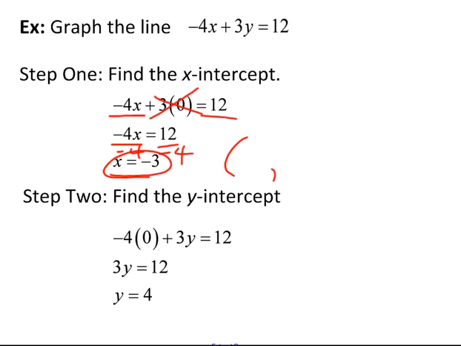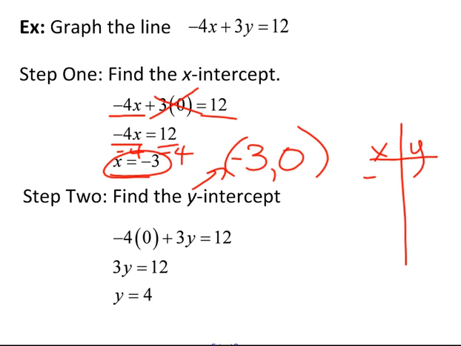Now remember, I started this process with saying my y value was 0, and I just found an x value equal to negative 3. So you can either write it as an ordered pair, or you can make a chart. Your x value is negative 3, your y value is 0. You're going to repeat that same process, only this time you're finding the y-intercept. To find the y-intercept, you let x equals 0. Again, anything times 0 is 0. I've got 3y equals 12, divide by 3, and you get y equals 4.